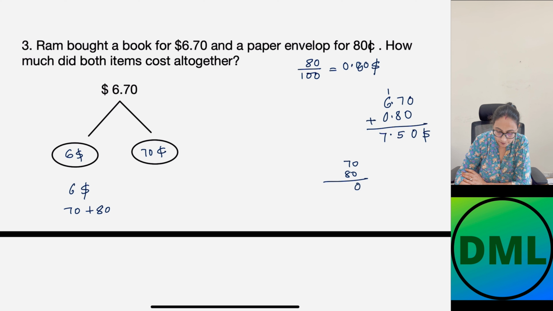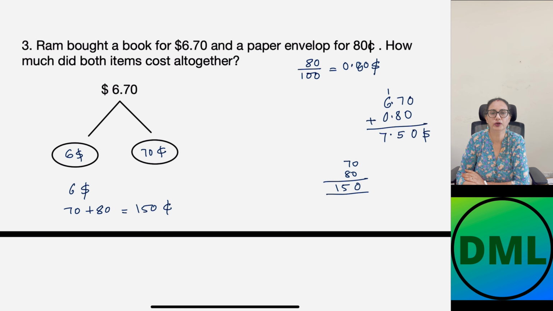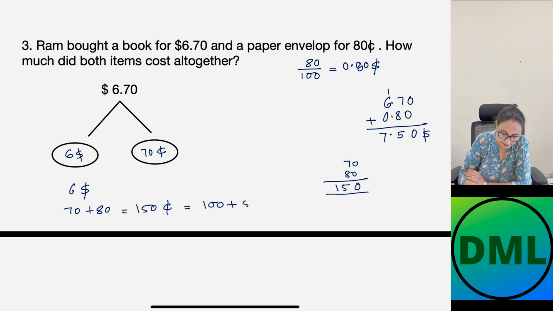0 plus 0 is 0. 8 plus 7 is 15. Let's write down the answer here as 150 cents. This is more than 100. So when it is more than 100, you have to split it into 100 plus some number, because 100 cents will give you $1. Let's write down as 100 cents plus 50 cents.